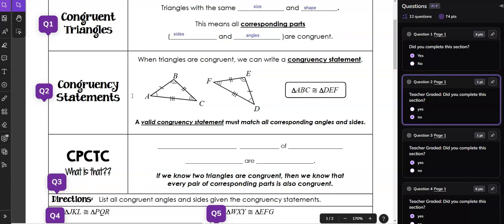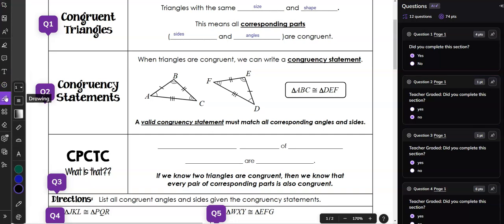Now the next one is congruency statements. When triangles are congruent, we can write a congruency statement. So for example, it says here triangle ABC is congruent to triangle DEF. And the order of the angles listed is important. A valid congruency statement must match all corresponding angles and sides.